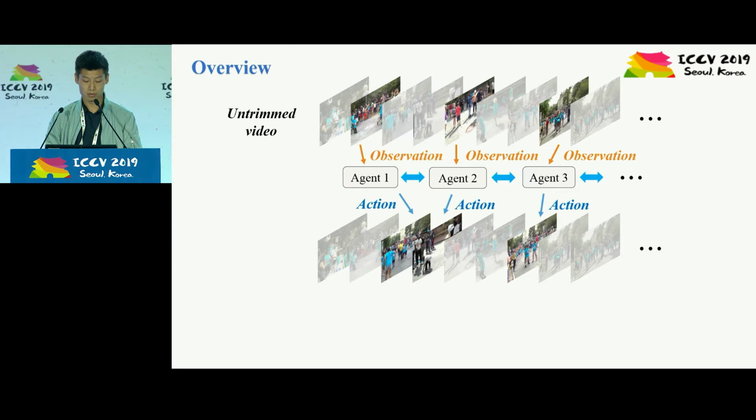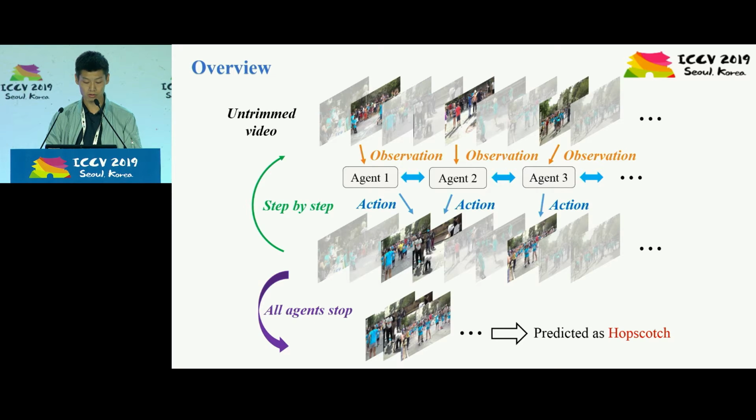Motivated by this, we proposed our multi-agent reinforcement learning-based sampler. Each of the agents is responsible for selecting one informative frame. At each time step, each agent relies on context information to take action for adjusting the sampling location. When all agents stop, we can get a video-level prediction.